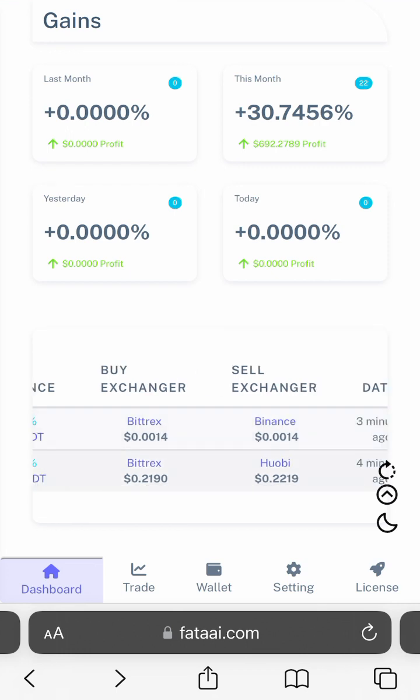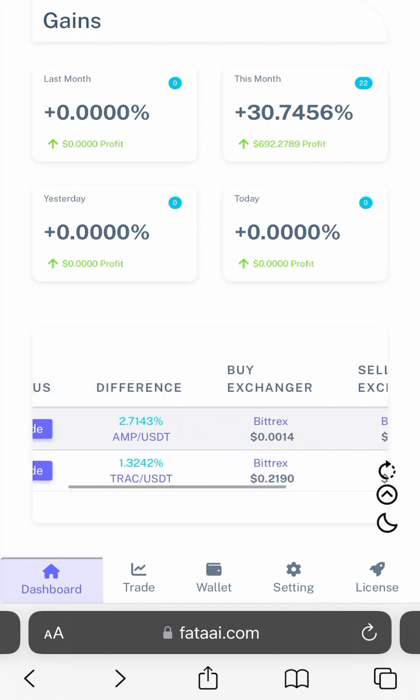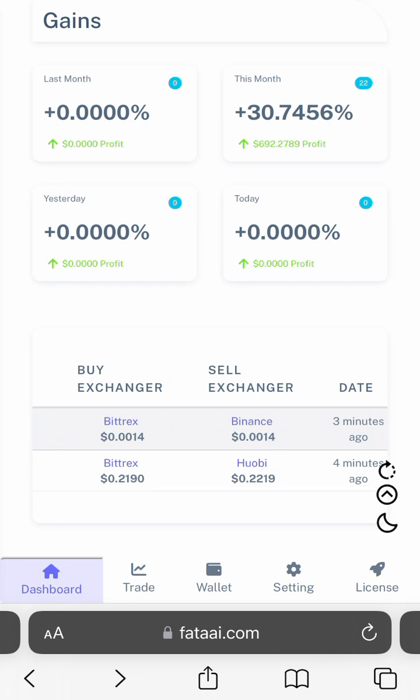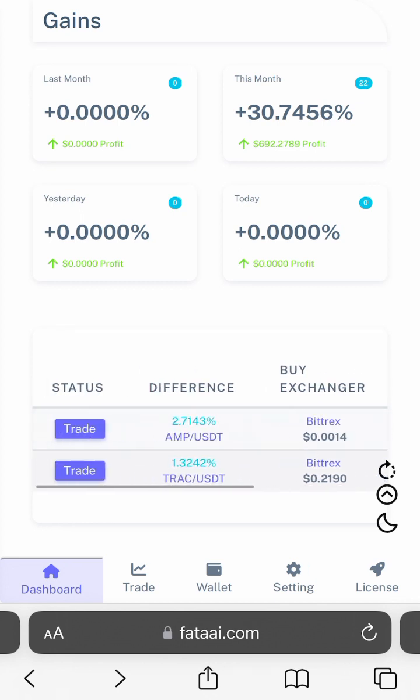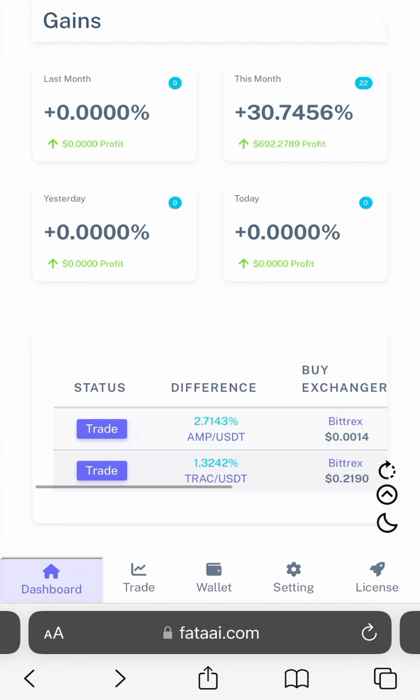For you to perform this, you need to have USDT in Bitrue. Then you buy the token, that's this AMP, using USDT in Bitrue. Then transfer the AMP to Binance. Once you transfer the AMP to Binance, inside Binance you can now sell the AMP for USDT, and then you have your profit. But can you be that fast? And will Binance allow you to sell at this particular price? That's why a bot is very necessary, and that's why Fata AI is the best.